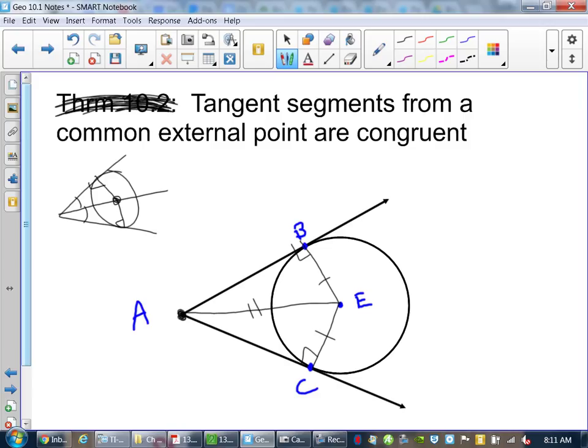What do you mean? Here's what I'm saying. I can say that these two triangles, triangle ABE and ACE, are congruent because of hypotenuse-leg. If their hypotenuse and legs are congruent, then by CPCTC, the corresponding parts, that means these two distances are the same. And that's what it's getting at.